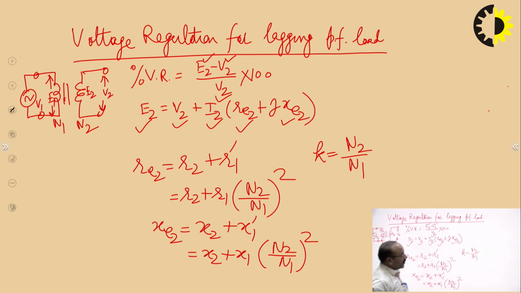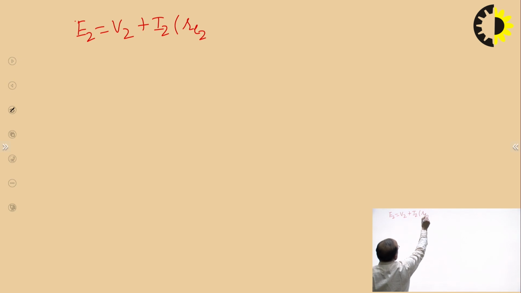Now, we draw the phasor diagram for a lagging power factor load in a transformer. With the help of that, we can derive the expression for voltage regulation of a transformer when a lagging power factor load is connected across the secondary. So, how can we do it? From the equation I already wrote in the previous slide, E2 equal to V2 plus I2 into (RE2 plus jXE2).